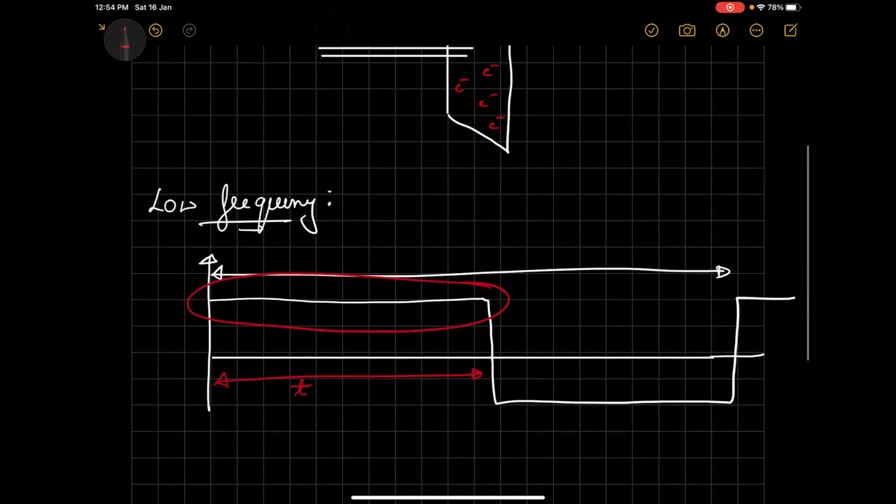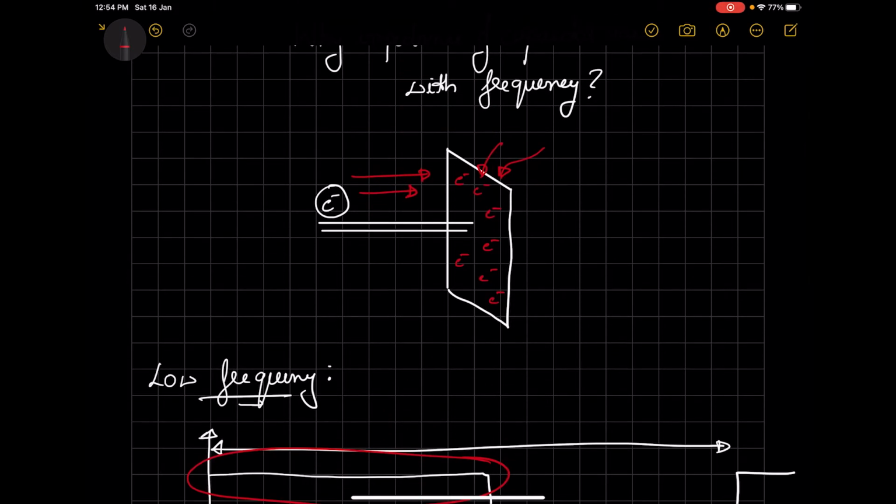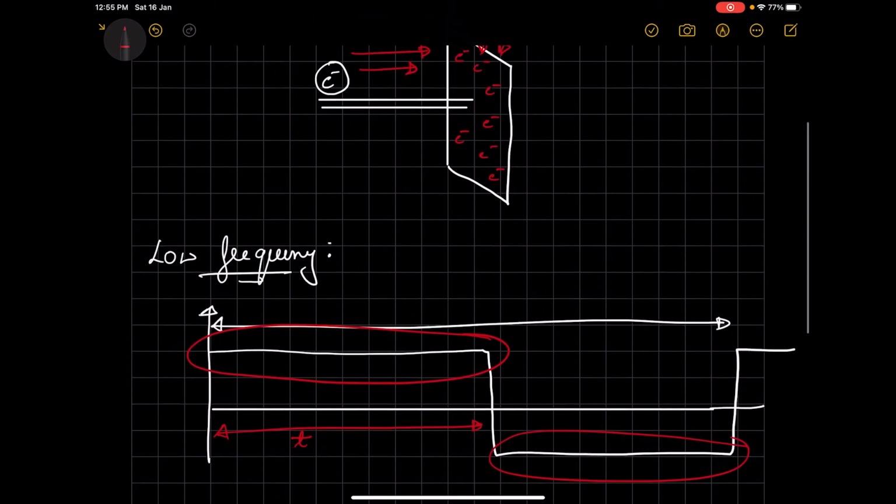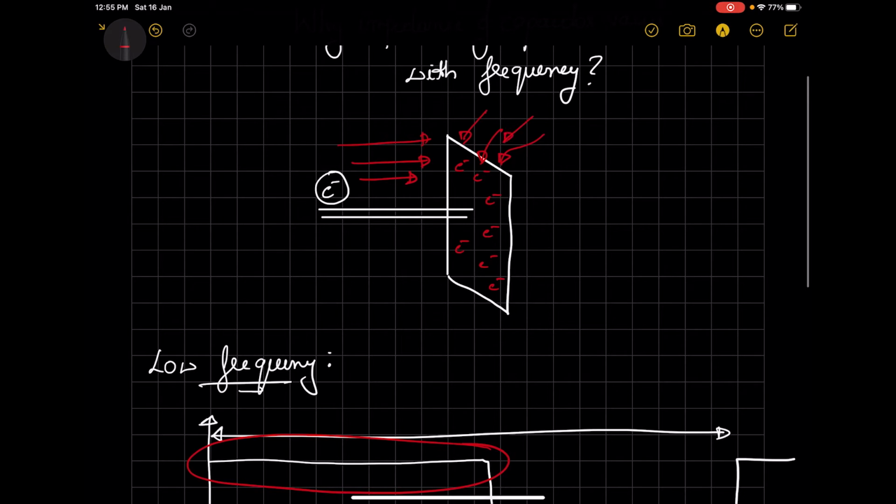Therefore, when the frequency is low, the time period of half the cycle will be large, and the electrons will move in one direction for a long amount of time, and large number of electrons try to sit here, and that will cause a resistance to the electrons that are going to come next. Now when this part of the signal comes, the large number of electrons which are sitting on the plate will now start moving in the other direction. Now let's see what electrons would do for a high frequency signal.